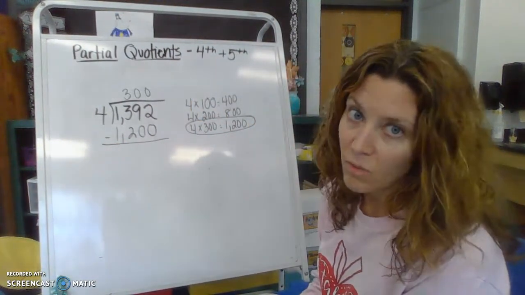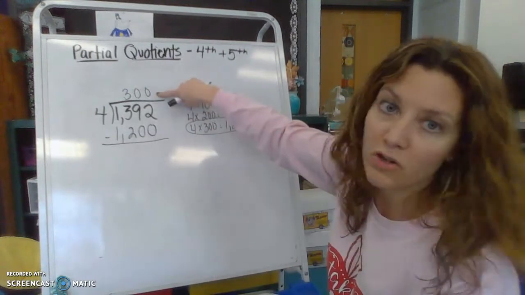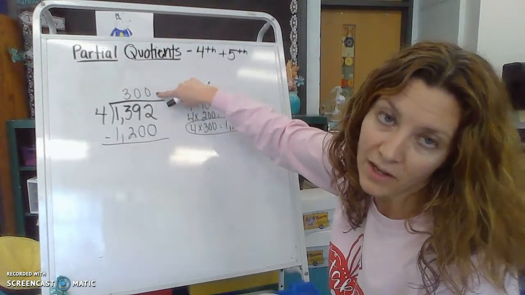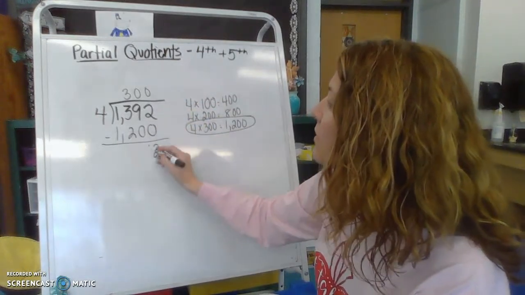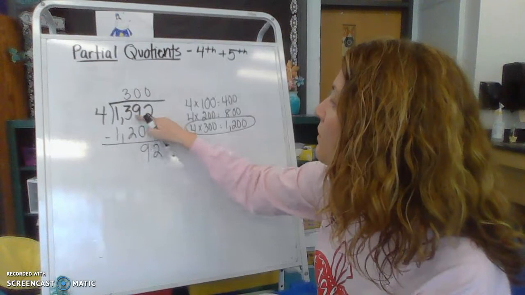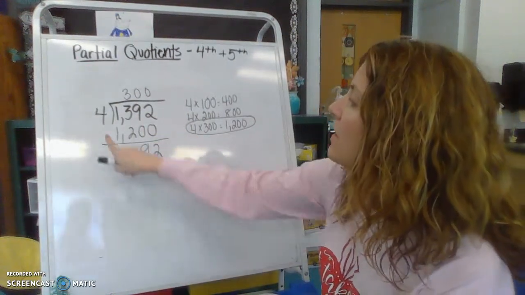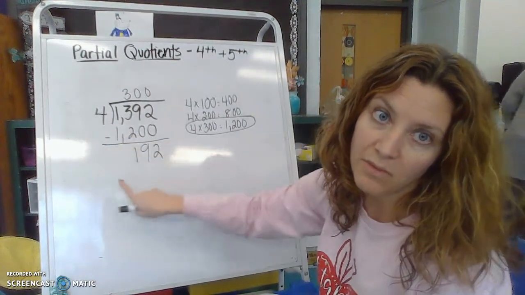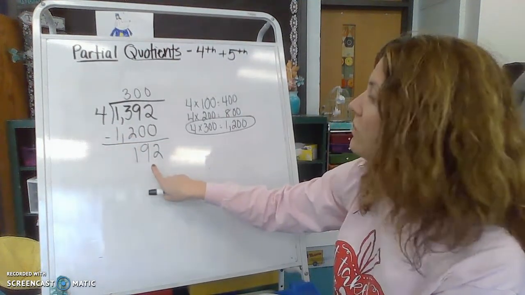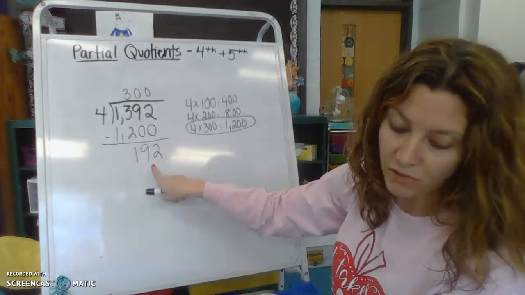We subtract to see what is left, and we place our partial quotient on the top of the radical, and then we subtract. 2 minus 0 is 2, 9 minus 0 is 9, 3 minus 2 is 1. So then we continue to divide by using estimation. We estimate how many times will 4 go into or divide into 192.